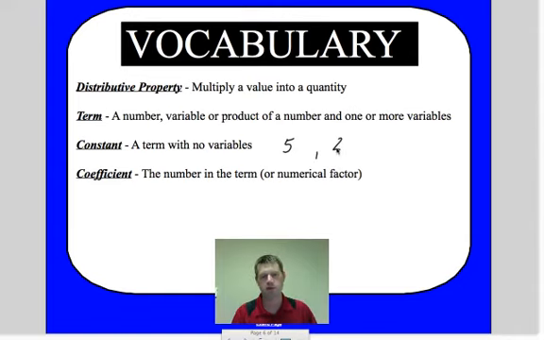Okay, that's a constant. The coefficient is the number in the term, or the numerical factor. Okay, so that means like if we were to put 5x, that's a term, a multiplication product, okay, from up here. 5 is the coefficient, it's the numerical factor of this x.